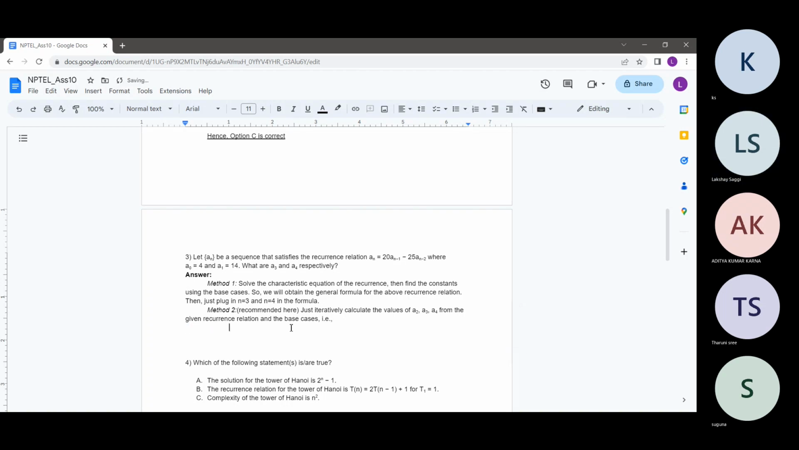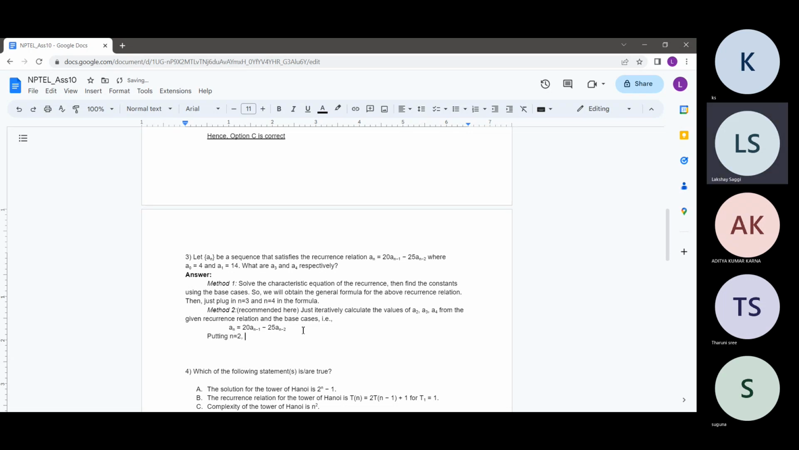So we have been given the relation as An is 20 times An minus 1 plus minus 25 times An minus 2. Now let's put n equals 2 in this formula. We get An as A2, and An minus 1 as 2 minus 1 is 1, so this will be A1, and 2 minus 2 is 0, so this will be A0. So A2 is 20 times A1 minus 25 times A0.